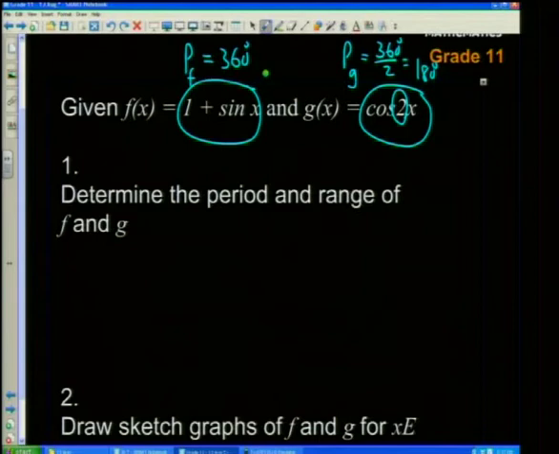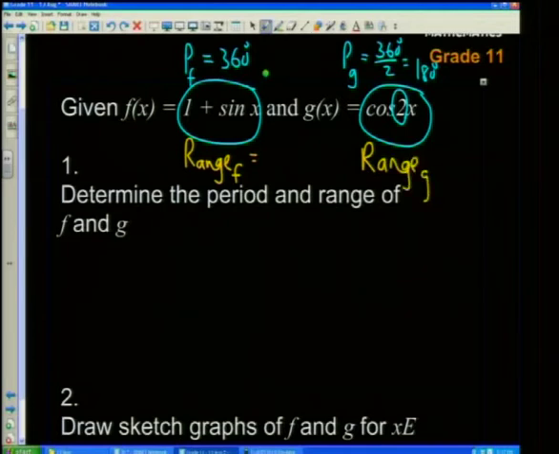Okay, that's the period. What about the range? The range of f, we need to think about it a little bit. What about the range of g?